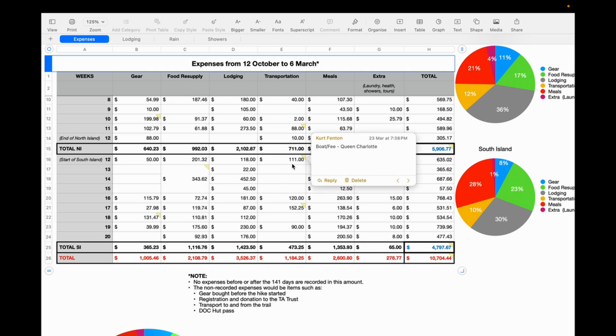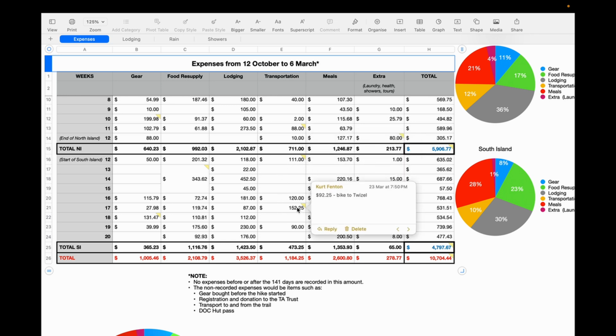And then for transportation, that was the fee to get to Queen Charlotte, and also to pay the Queen Charlotte fee, but I bought them at the same time, so I included that in the same cost. And this is for the bike to Twizel, $92 for bike to Twizel. And the other money would have been shuttle money around the lakes.